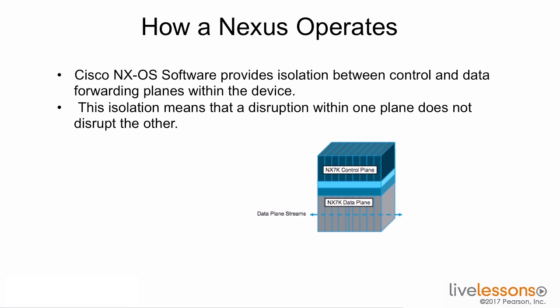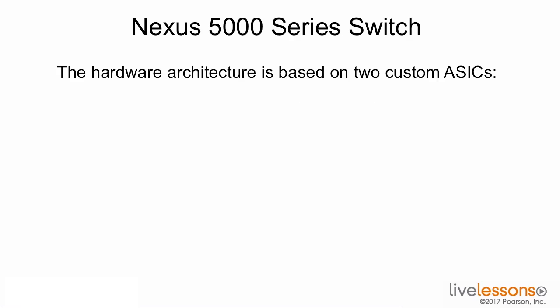In this lesson, we're going to look at how a Nexus switch operates. Cisco's NX-OS software provides isolation between control plane functionality and data plane forwarding within the device. This isolation is very important, and it means that a disruption within one area, such as the control plane or the data plane, does not disrupt the other.